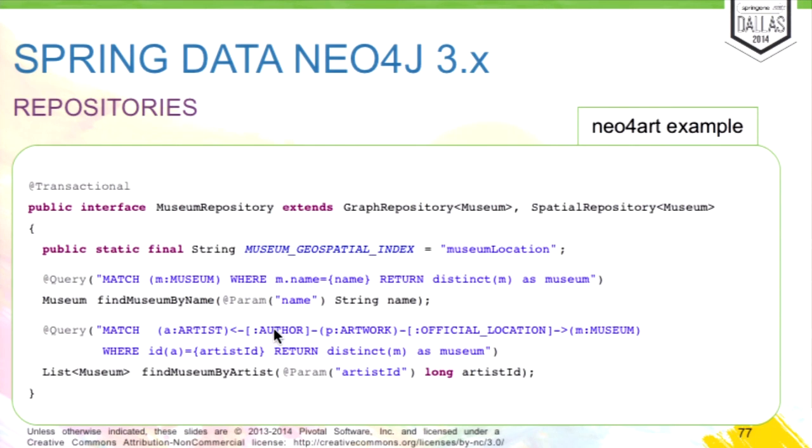Then we have an example of how we could implement a museum repository. We just have to say that our repository has to extend the GraphRepository and the SpatialRepository that Michael told you just before. And then we can write, please notice this is an interface, not a class. You just have to define the method that you want to expose and eventually the query that you want to execute when this method is called.